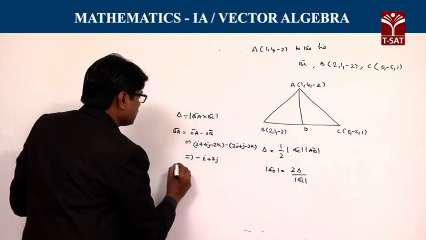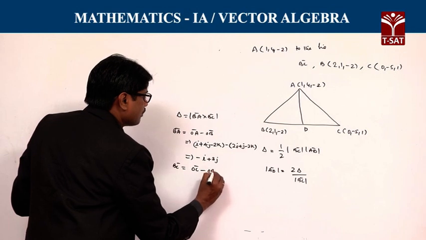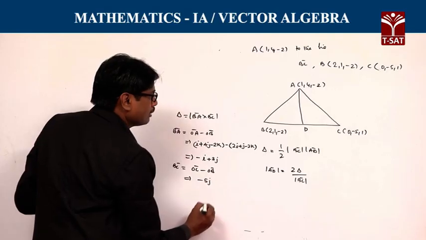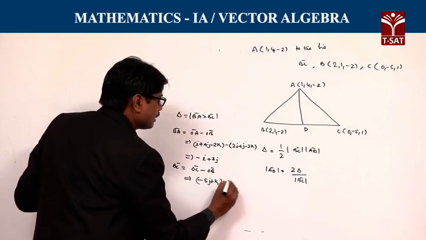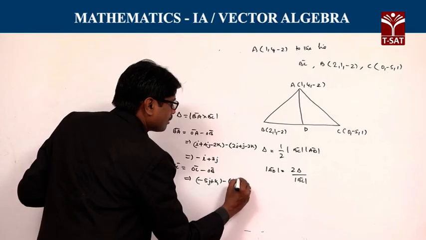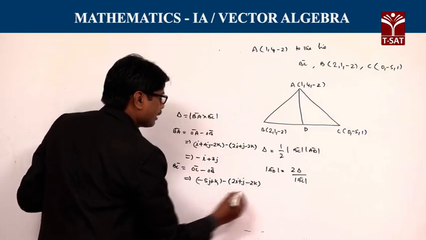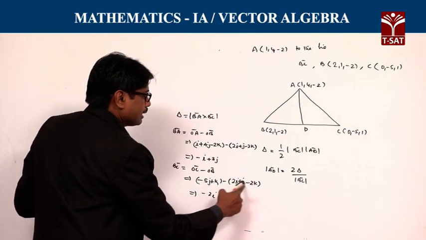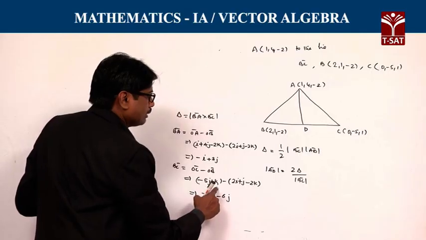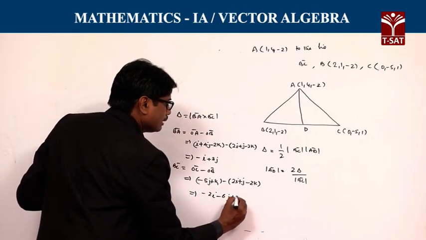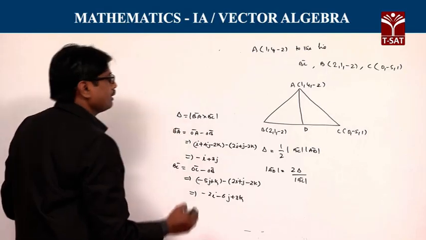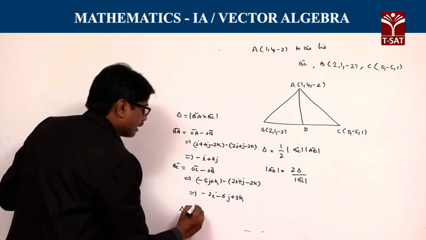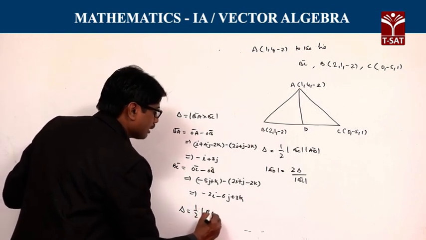And BC bar is equal to OC bar minus OB bar. The vector OC bar is minus 5 times of J bar plus K bar and subtracted by OB bar 2 times of I bar plus J bar minus 2K bar. On subtraction, we noticed that minus 2I bar, minus 5J minus J will be minus 6J bar, K bar plus 2K bar, that is 3K bar. Now, calculate the value of delta. Delta is equal to 1 by 2 times of BA bar cross BC bar.